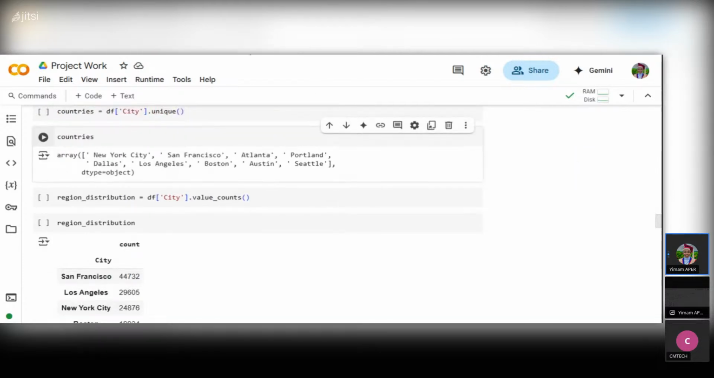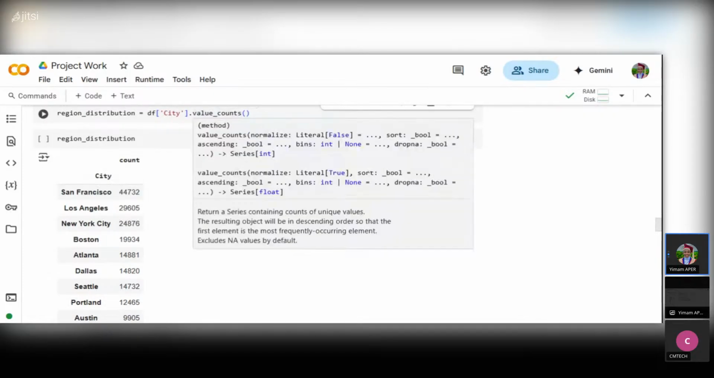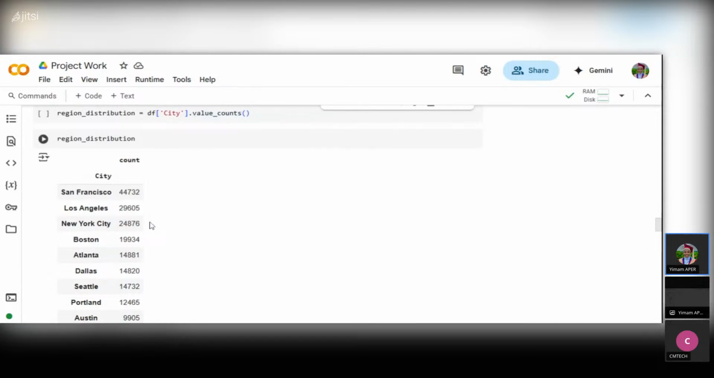The next question was, what is the distribution of orders across different regions? So for region distribution, I just counted the values in each of the cities, and these were the orders made in each city. In San Francisco, we had this number of orders that were made. In Los Angeles, we had this number, and so on and so forth.